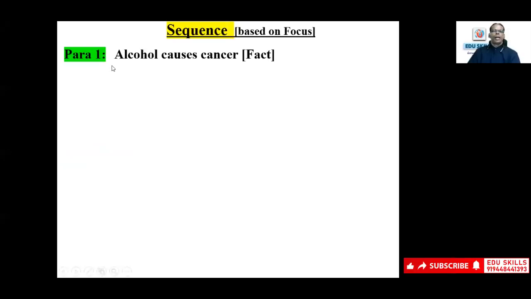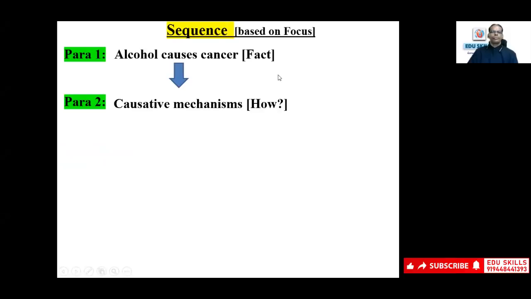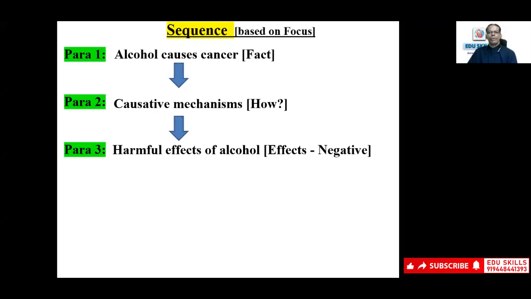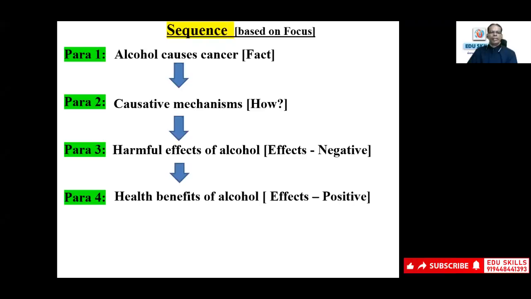So the first paragraph speaks about how alcohol causes cancer. It's speaking about a fact. Then the second paragraph speaks about causative mechanisms, means how does the alcohol cause cancer? The third paragraph speaks about harmful effects of alcohol. Many of you have identified these things, that is the negative effects of alcohol. Then paragraph 4 speaks about health benefits of alcohol.